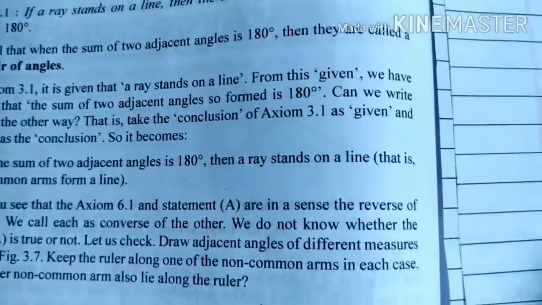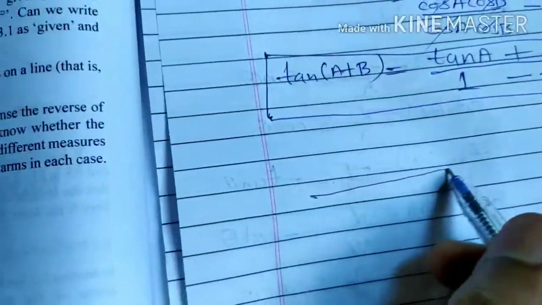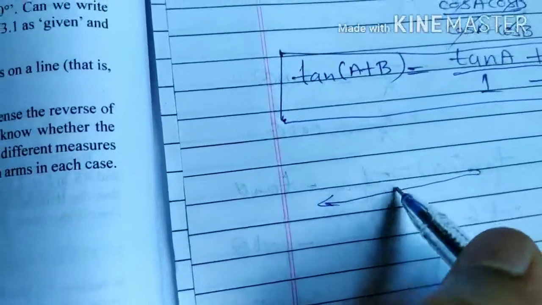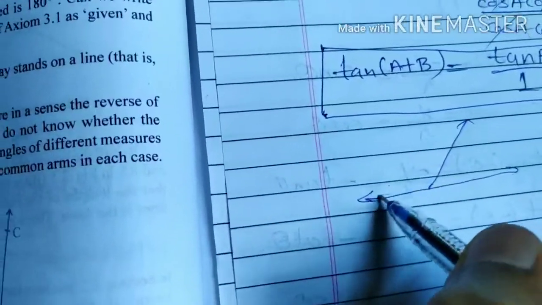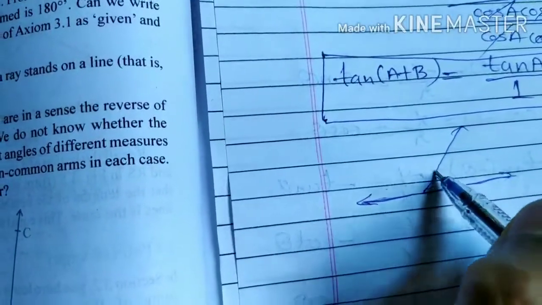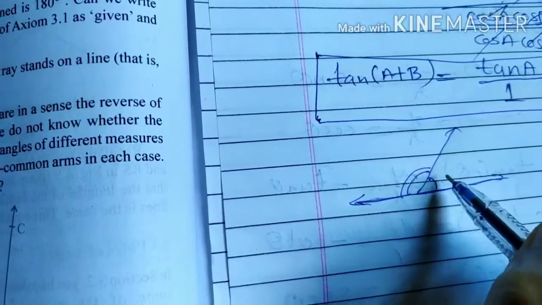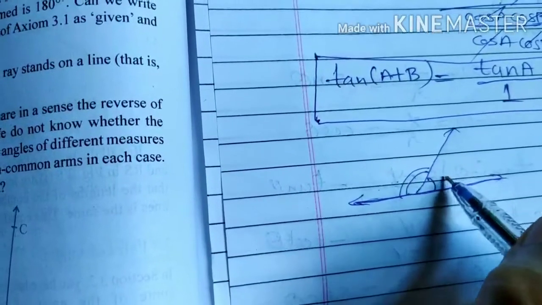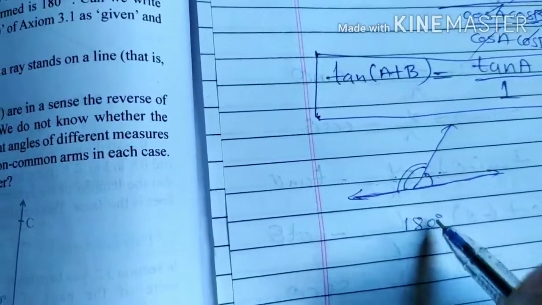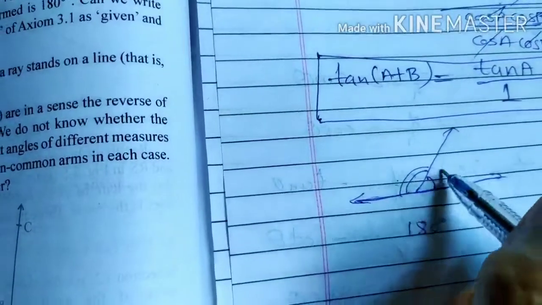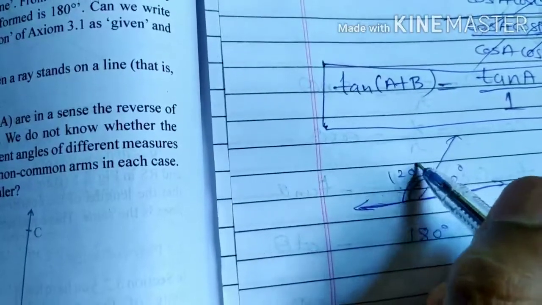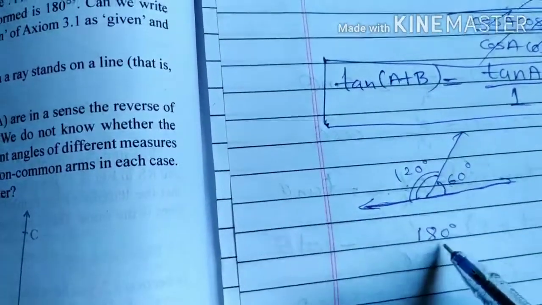So that is, if you consider a straight line, and if one more line stands on this line, then these two angles will be adjacent angles. These two angles are called adjacent angles. If you add the value of these two angles, then it will be equal to 180 degrees. For example, if this is 60 degrees and this is 120 degrees, 60 plus 120 is 180 degrees.